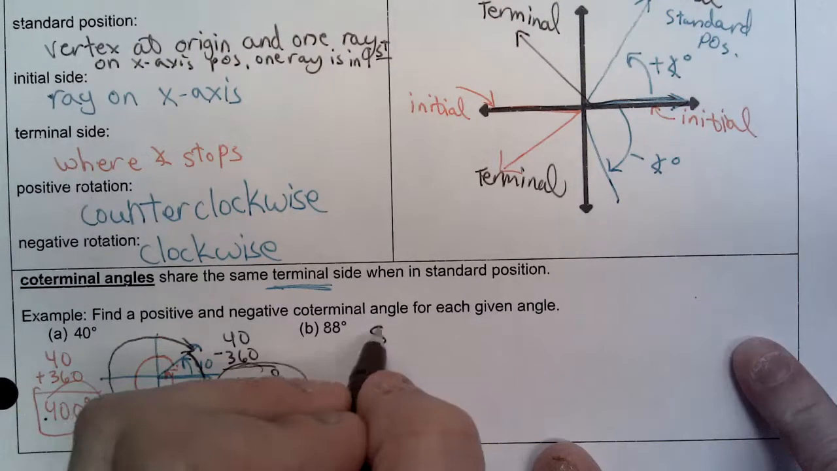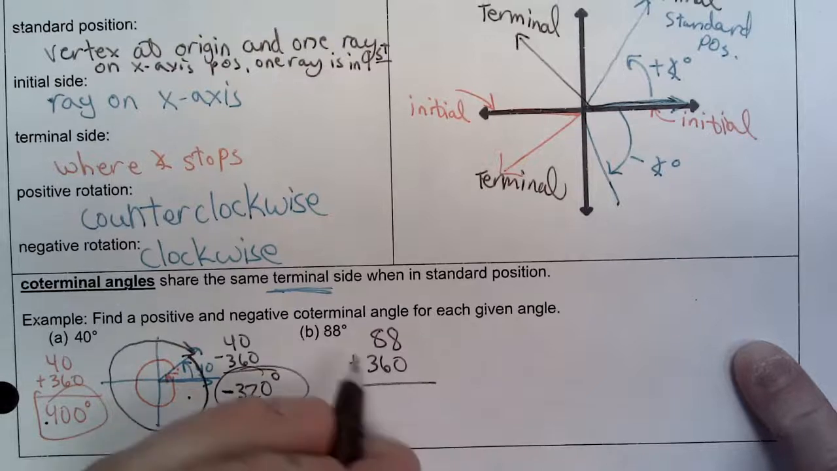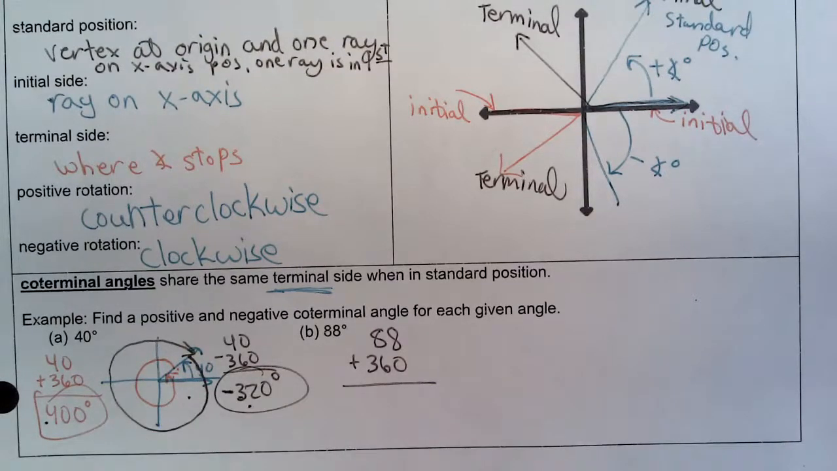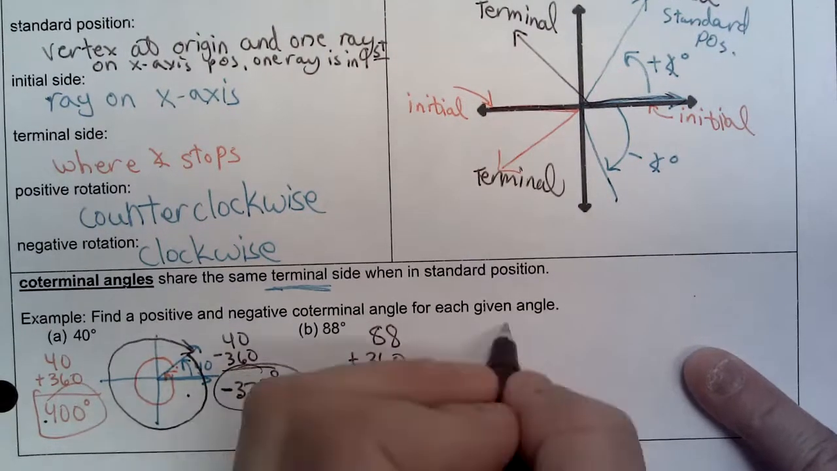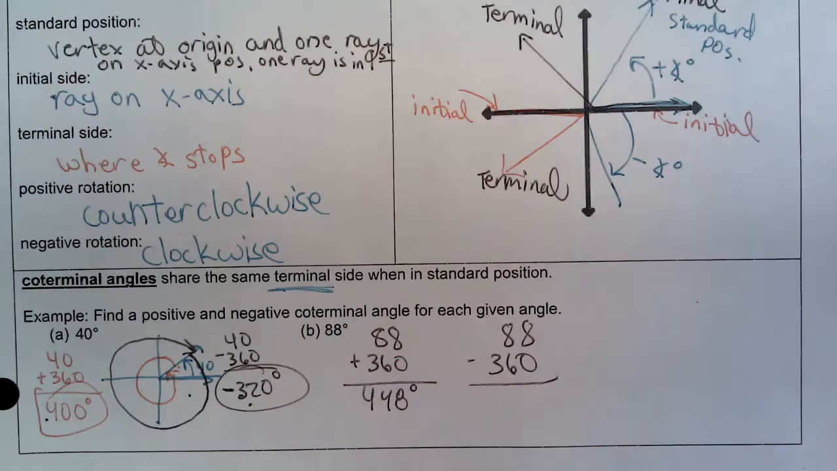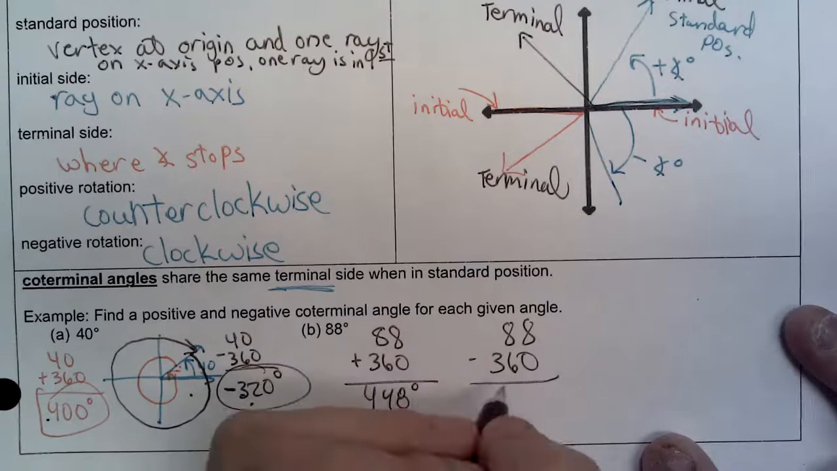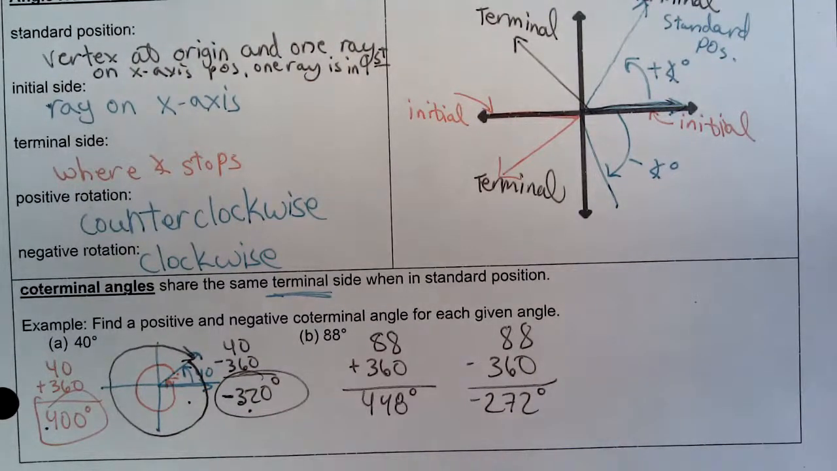Okay, so same thing here. So for 88 degrees, I could add 360 and go around the circle. Okay, and that would give me, I don't know, what would it give me? 448 degrees. And I could subtract 360 degrees. And that would give me negative 272 degrees. So those would be two of my coterminal angles. There's lots of choices. Those are just the two I chose.